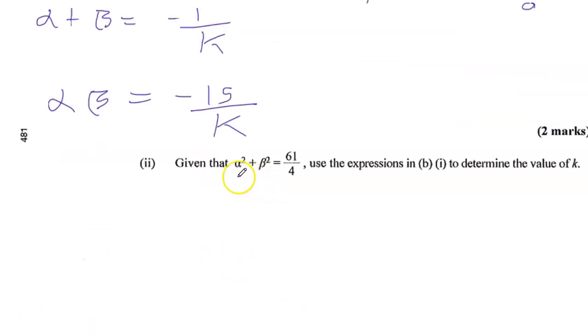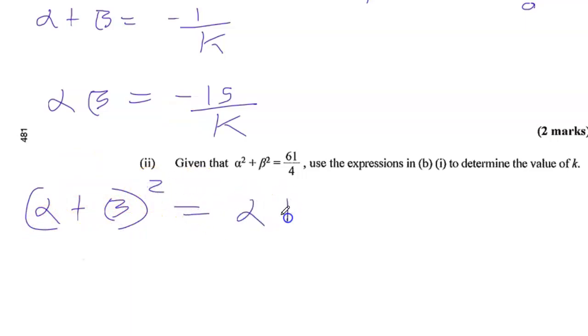Part 2, given that alpha squared plus beta squared equals 61 over 4, use the expressions in part 1 to determine the value of k. Now we know that alpha plus beta all squared is alpha squared plus beta squared plus 2 alpha beta. So we expand alpha plus beta times itself, and we'll end up with this.